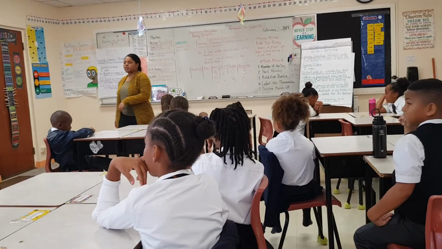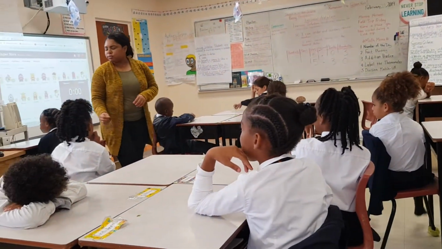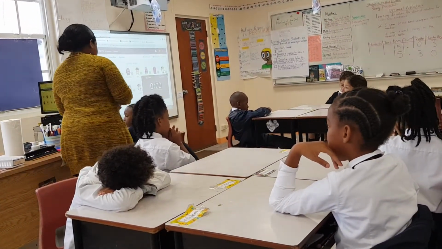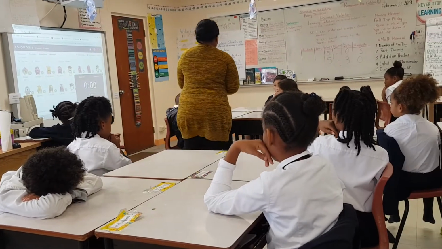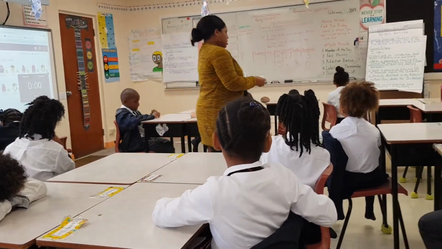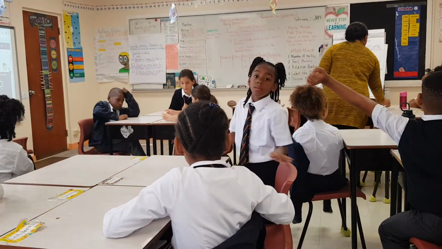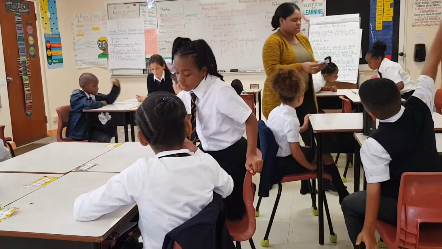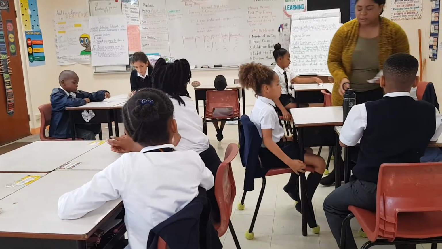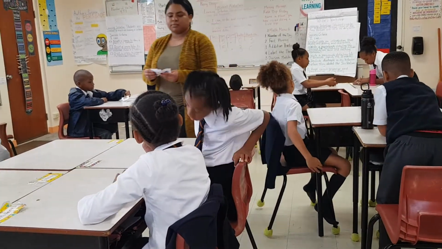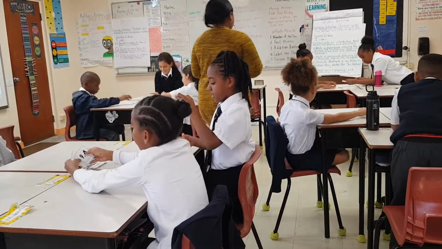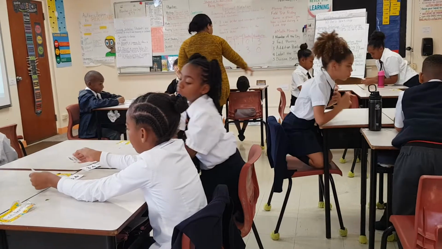Okay. In your groups, I'm going to give you some decimal numbers. And I want you to work together as a group to order these numbers from greatest to least. Now, when you're ordering these decimals from greatest to least, what place value should you look at first? The hundredths. London, come over, please.